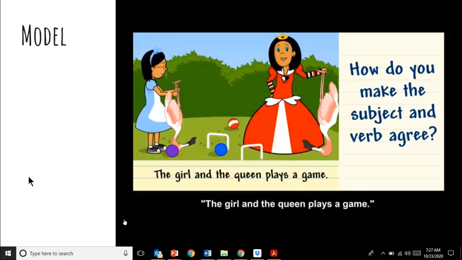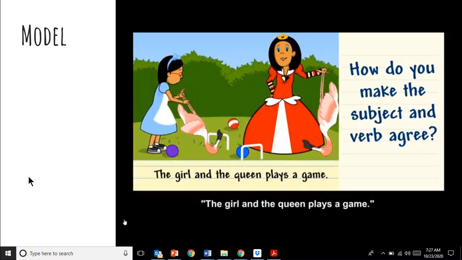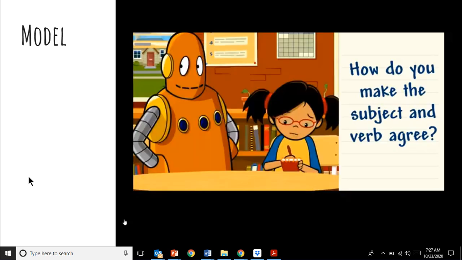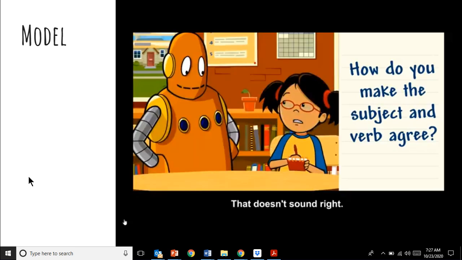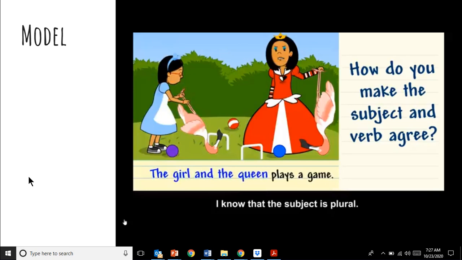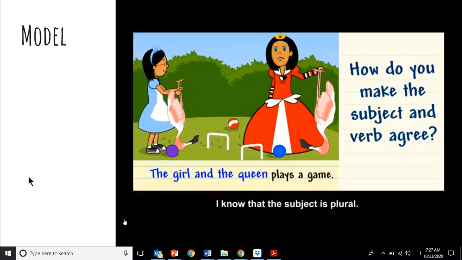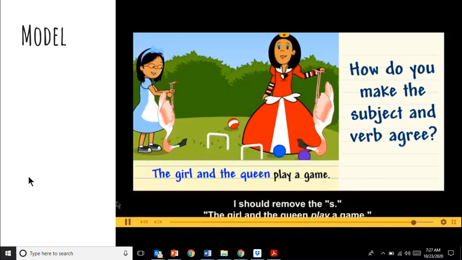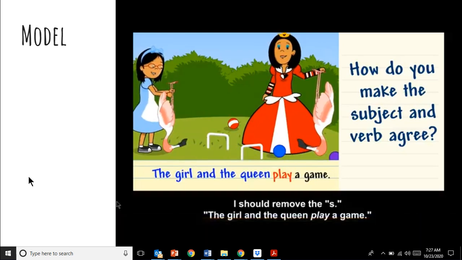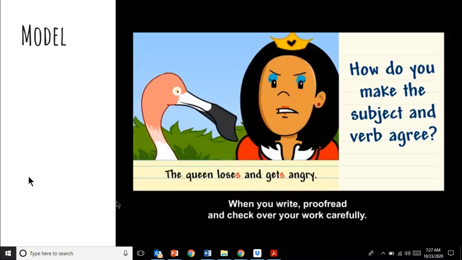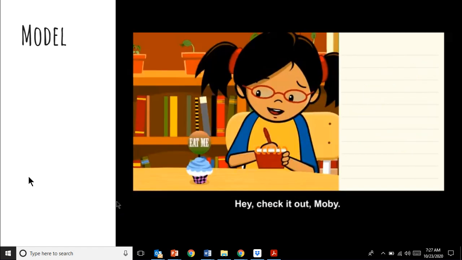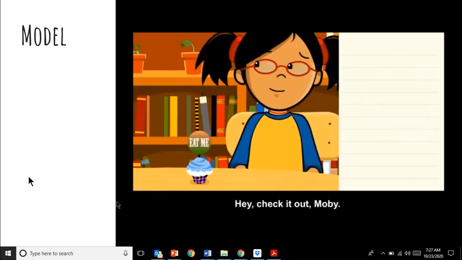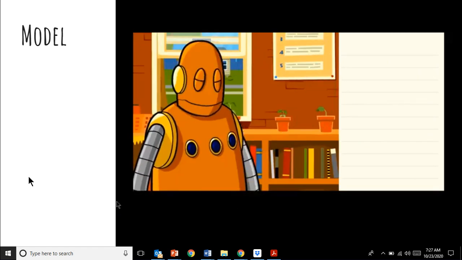The girl and the queen plays a game. That doesn't sound right. I know that the subject is plural, so the verb should be plural. I should remove the S. The girl and the queen play a game. When you write, proofread and check over your work carefully.